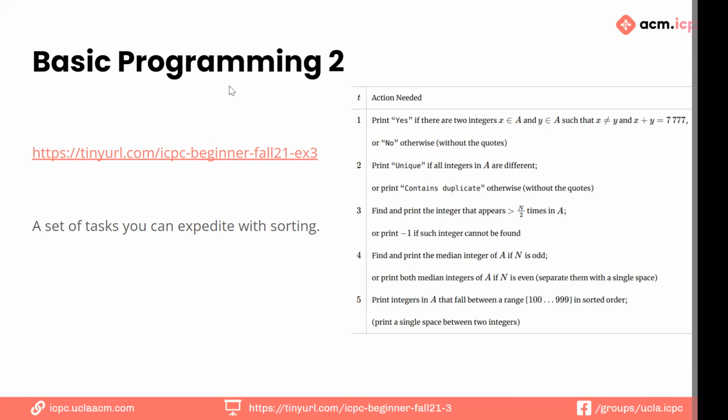Okay. I think that's 8 minutes already. Hopefully you've had some time to think about the problems. Let's take a look at the first example.